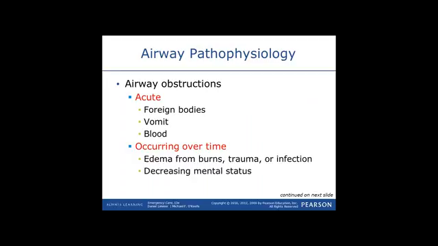So here's a list of acute problems with airways: foreign bodies, vomit, blood, stuff along those lines. Teeth is also fairly common in the trauma circumstance. And then occurring over time, edema from burns, trauma, infection, or that decreasing mental status that progressively leads to an occluded airway. Does that make sense? Good thing.